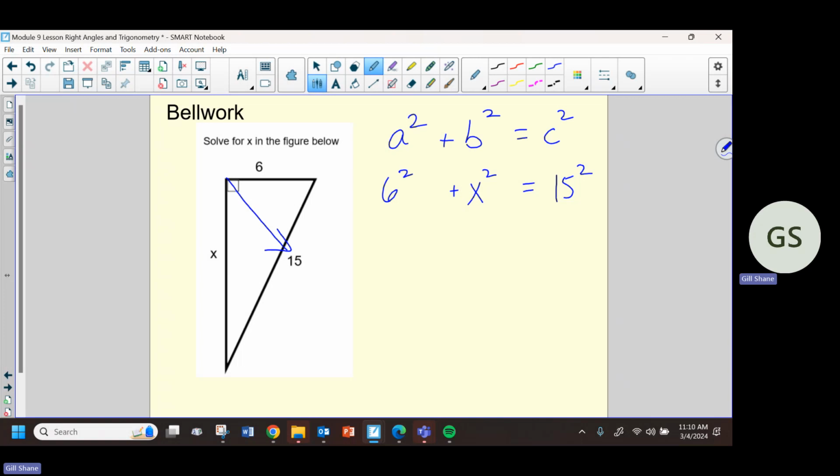Oh, the B. Yeah, so I just changed that. So again, I could say x squared plus 6 squared, or 6 squared plus x squared, doesn't matter. The math works out the same. Just a quick visual, 2 plus 3 is 5. Well, 3 plus 2 is 5. Doesn't matter the order. Now to solve.